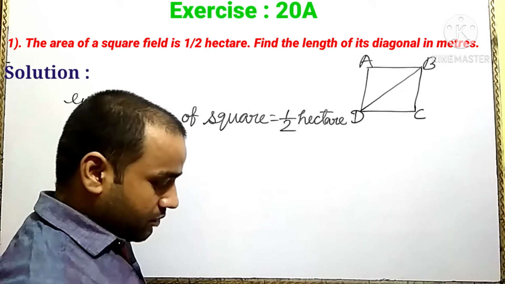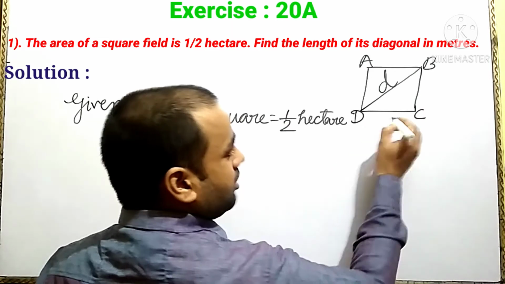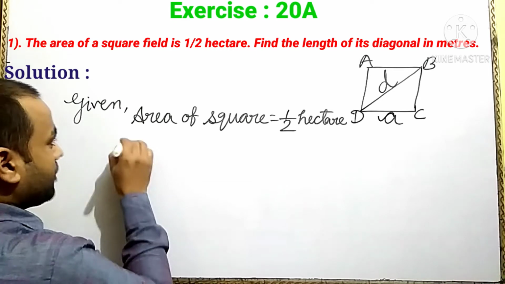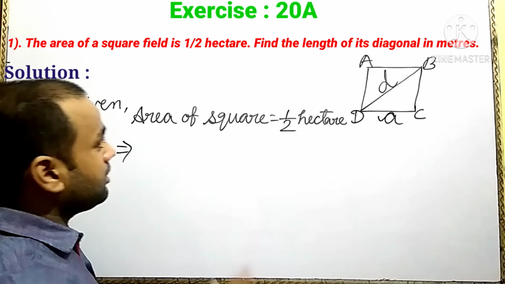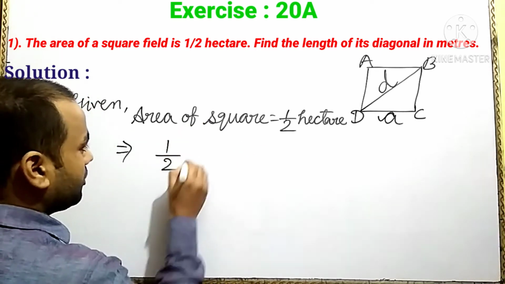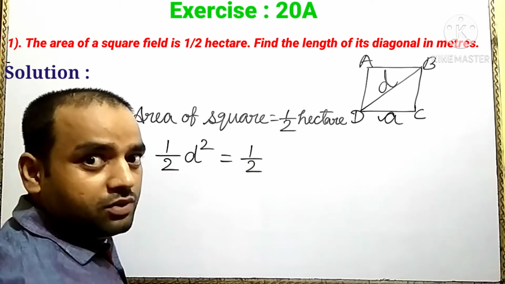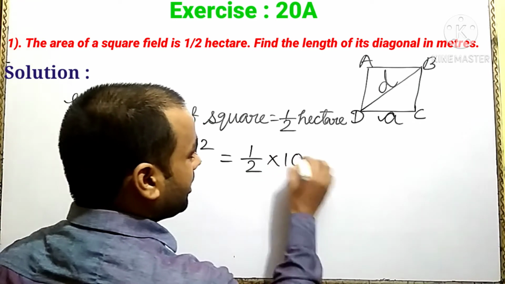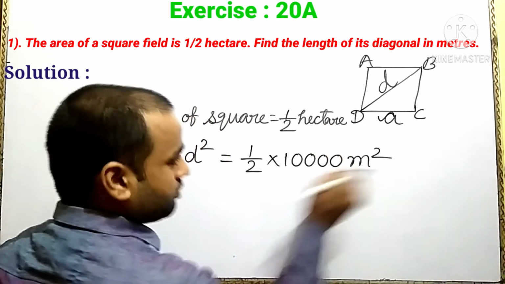Is it clear? Find the length of its diagonal means find the value of D, or the side be denoted by a small a. The area of a square is equal to half hectare. The area of a square with respect to diagonal we get half into D square is equal to half. We know that 1 hectare is equal to 10,000 square meter. So we multiply by 10,000 square meter.